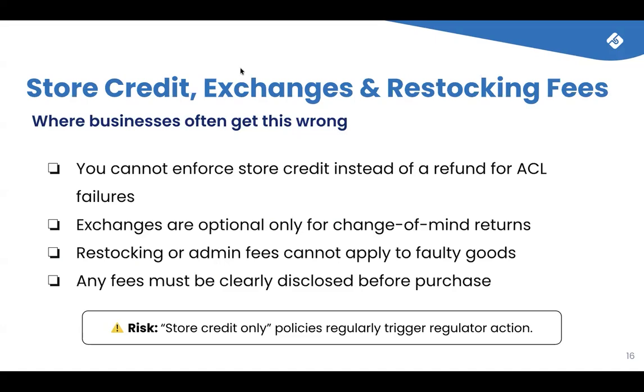So we understand that with all of this exchange or return, it comes at a cost for businesses. So businesses may at times impose fees like restocking fees, admin fees, or delivery fees. So you cannot charge these restocking or admin fees for faulty goods or goods that compel a return due to it being not fit for purpose. But you are entitled to charge these fees for change of mind returns as long as it's clearly disclosed in your terms or return policy.